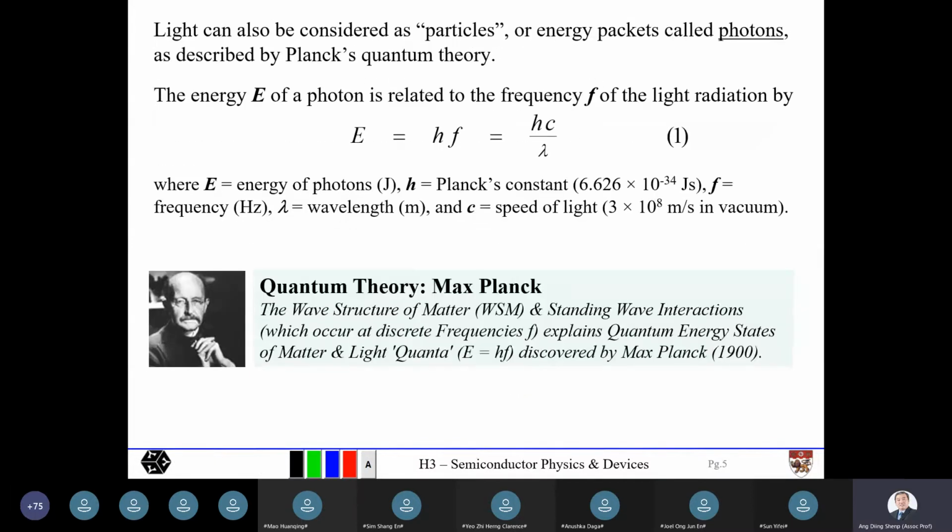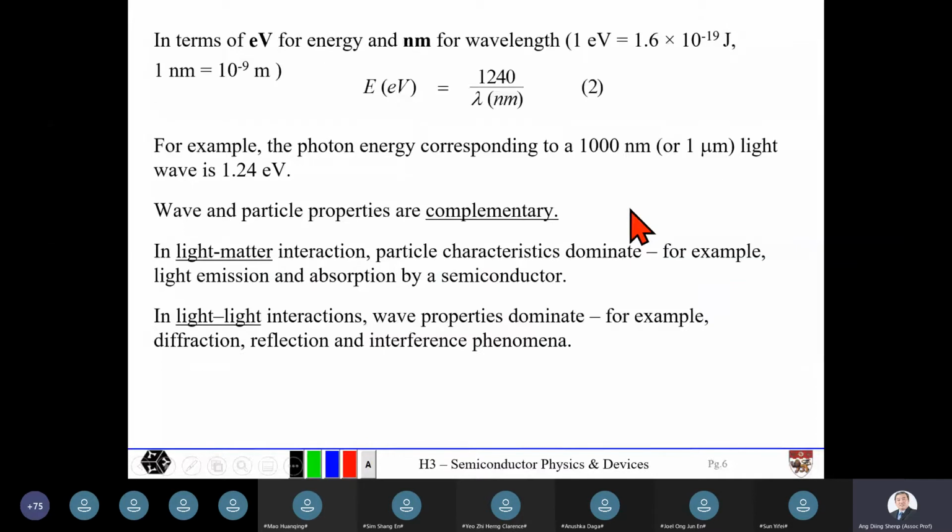Now this equation E equals hf can be expressed in a more convenient form. After you substitute the values for h and the speed of light, and manipulate the units such that the energy is expressed in terms of eV and the wavelength is expressed in terms of nanometer, then the value for the numerator here will be 1240. Now this serves as a very convenient expression. All you need to remember is 1240.